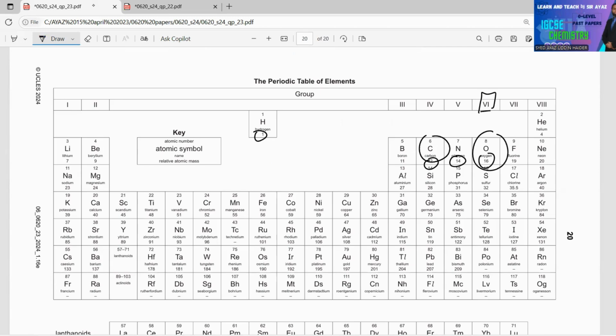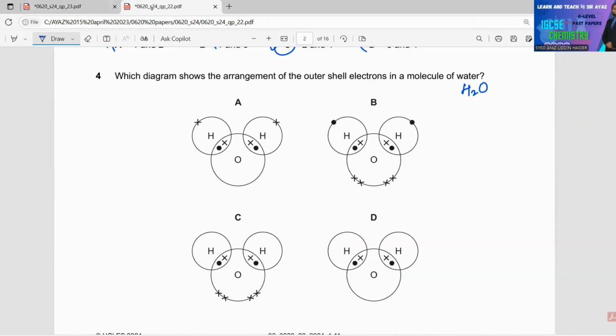What about hydrogen? Hydrogen does not belong to any group, but it has only 1 electron, which means hydrogen needs 1 electron to complete its valence shell. So the 2 hydrogen atoms will both share their only valence electron with the oxygen atom. Oxygen will share 2 of its valence electrons, one with each hydrogen atom. So if you look at the choices, choice C must be the right one here.